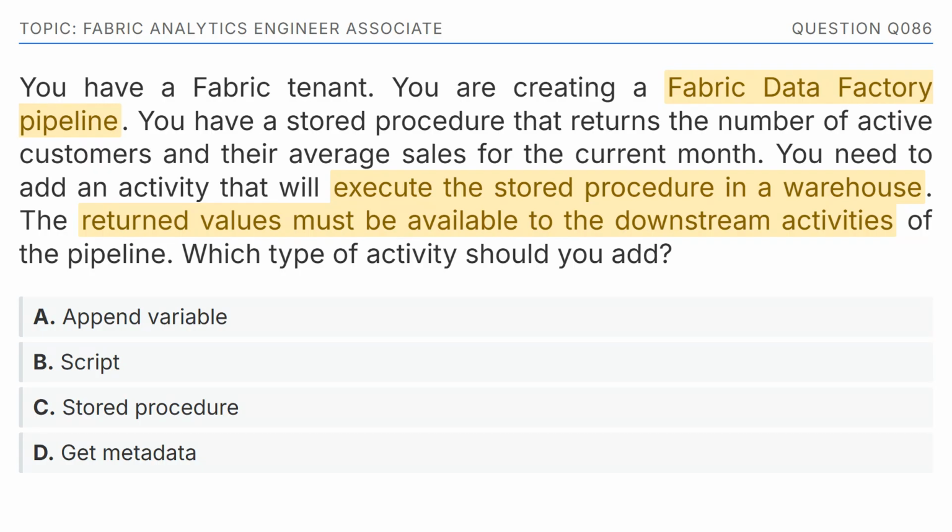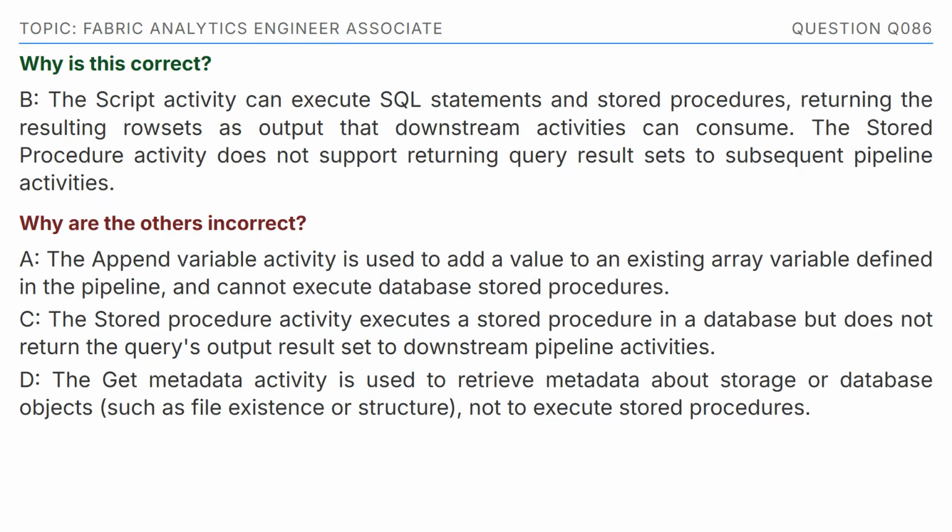To arrive at the correct answer, we focus on the keywords execute the stored procedure in a warehouse, returned values must be available to the downstream activities, Fabric data factory pipeline. The correct answer is option B, script. Why is this correct? B. The script activity can execute SQL statements and stored procedures, returning the resulting row sets as output that downstream activities can consume. The stored procedure activity does not support returning query result sets to subsequent pipeline activities.